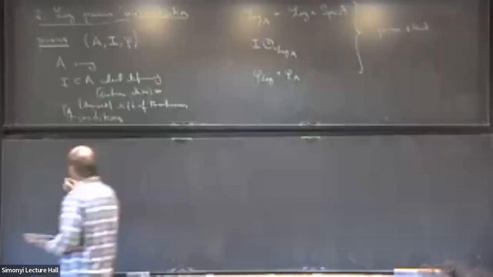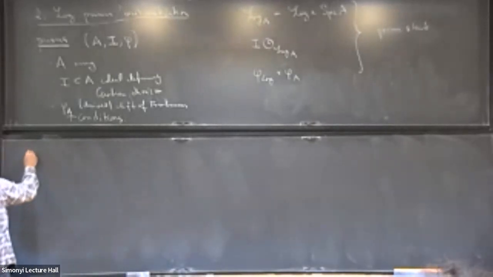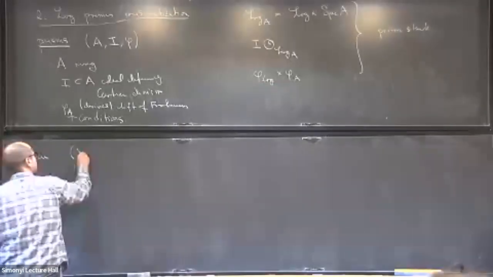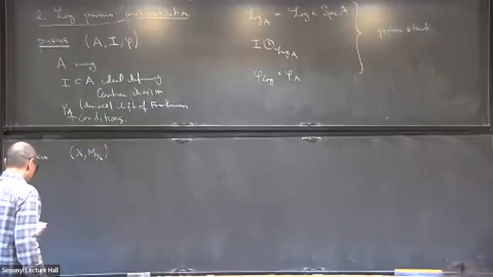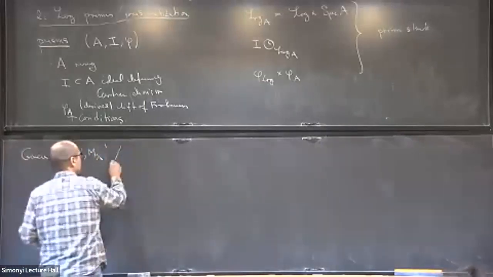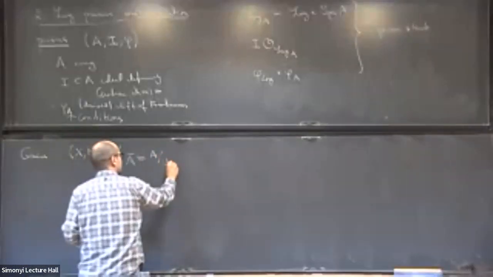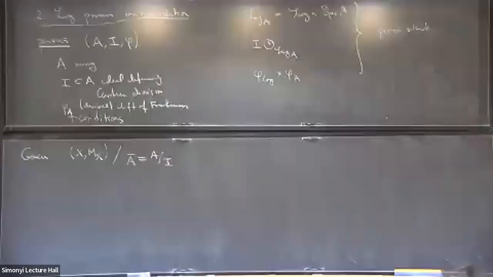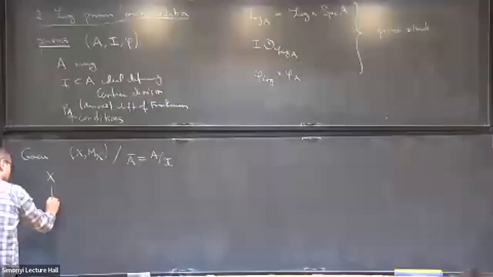So now the setup in this log prismatic story, again in the absolute setting for now, is: if I give you a log scheme (X, M_X) over A bar, which is I, and here I view it with the trivial log structure for now. I'll do the relative setting in a moment. I can view this as giving a picture like this.